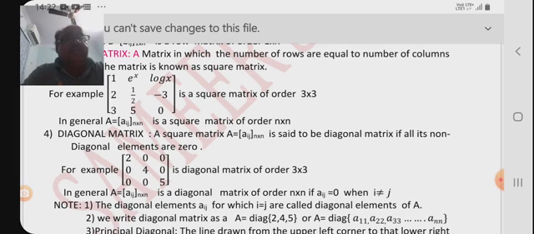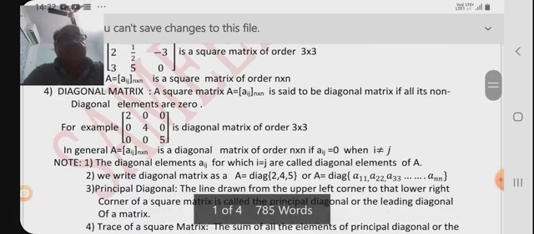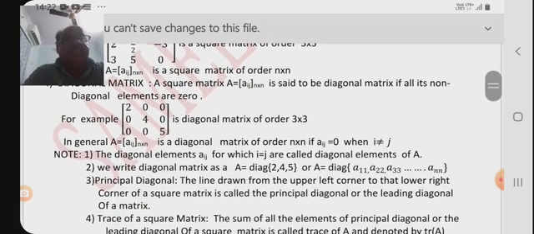There are some remarks or notes regarding diagonal matrix. The diagonal elements Aij for which i equals to j are called diagonal elements of A. यदि i और j बराबर हो, जैसे A11, A22, A33, A44, इनको डायगोनल एलिमेंट्स कहा जाता है क्योंकि यहाँ i और j, 11 है, 22 है, 33 बराबर है.